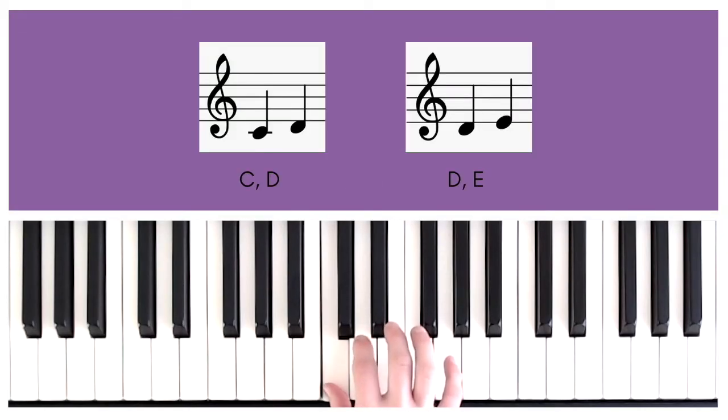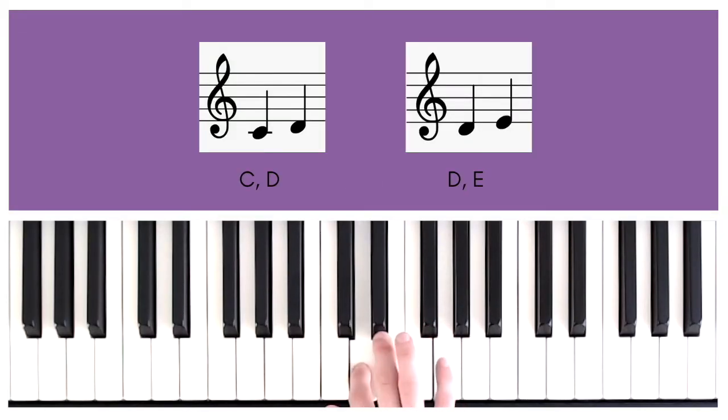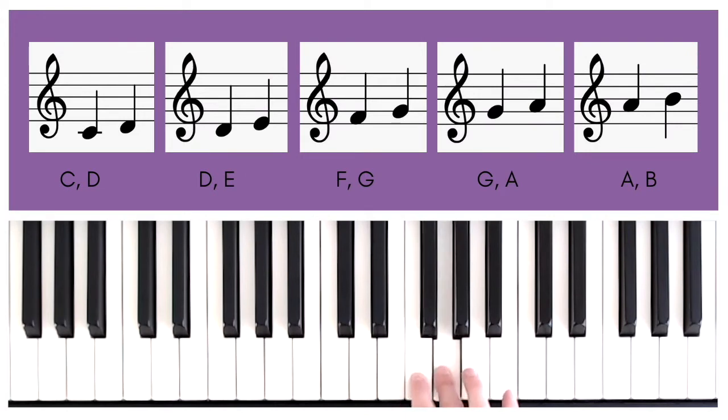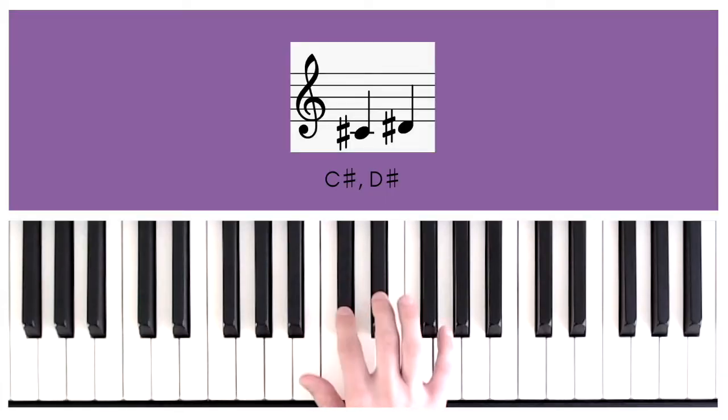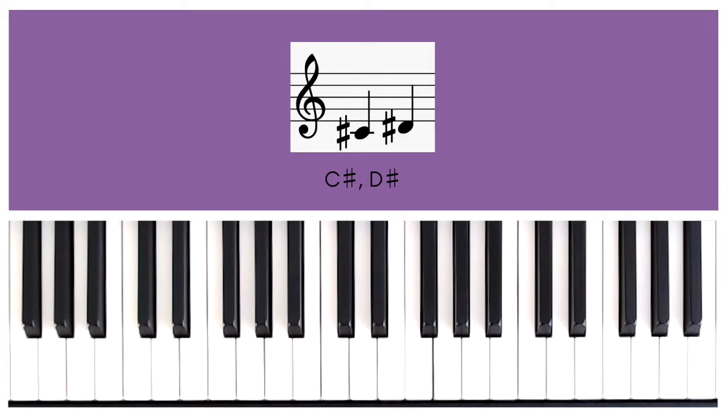Whole steps are when we have 2 letter names in a row. However, there is 1 note in between the 2 notes on the piano. For example, C to D or D to E. These are all the white keys that are not E to F and B to C. We can also go from black key to black key, such as C sharp to D sharp. As you can see, there is a white key in between, and therefore it's a whole step.